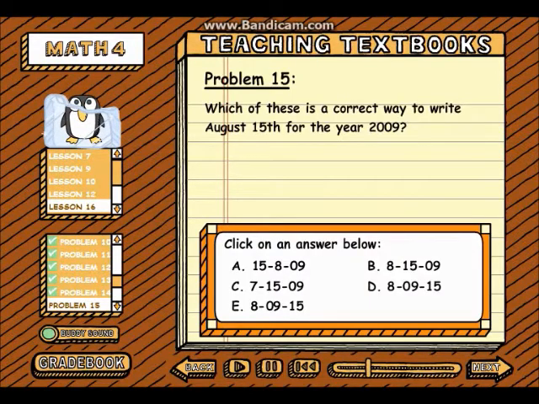On this one, you need to tell which of these is a correct way to write August 15th for the year 2009.